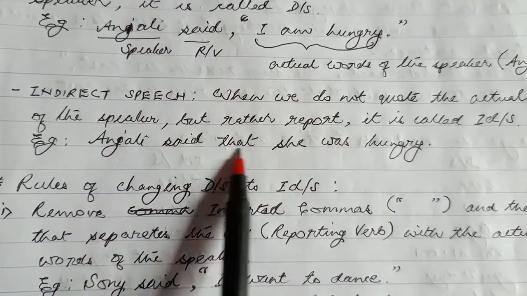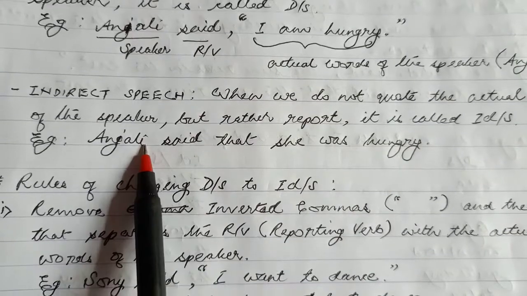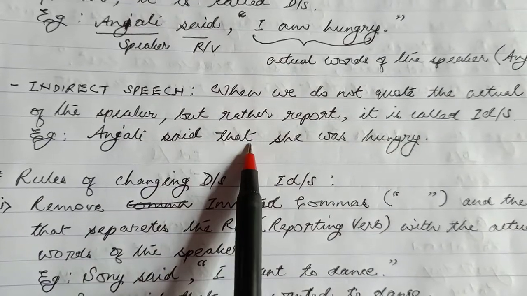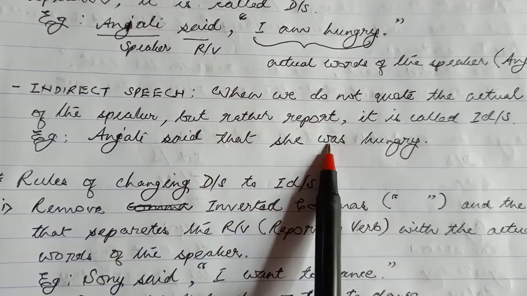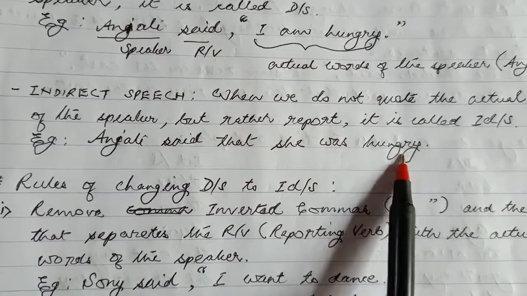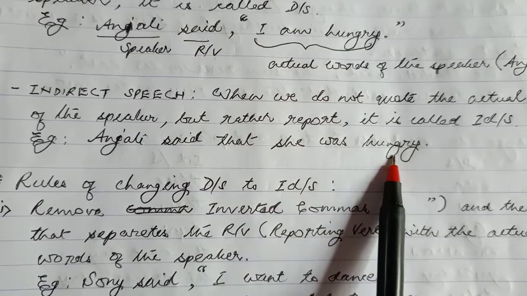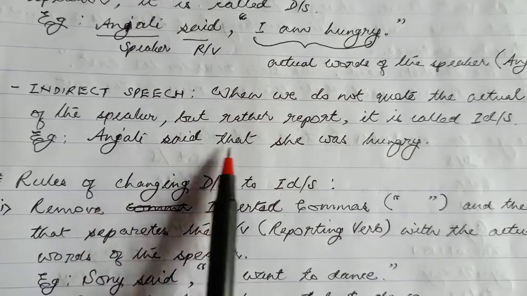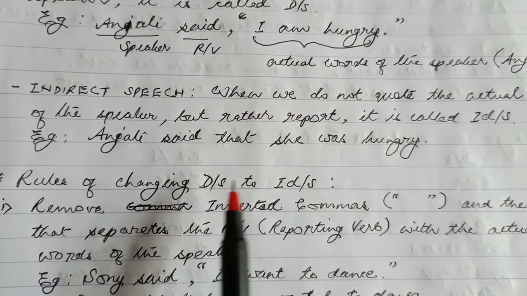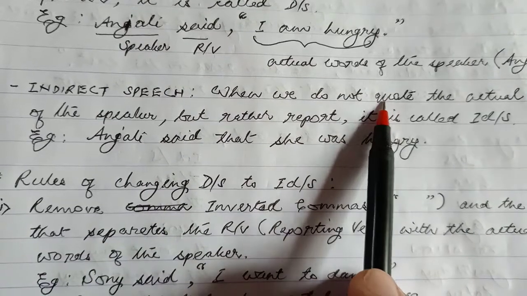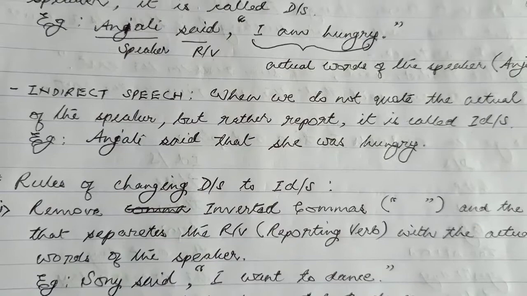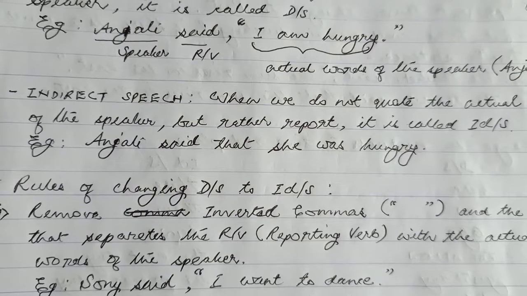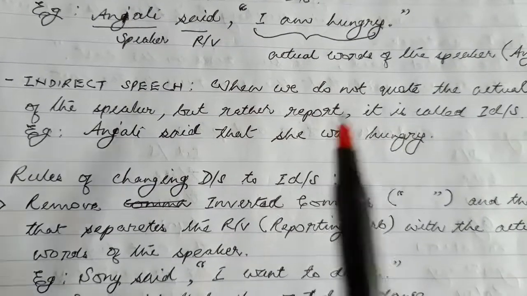So look at the changes that we got in indirect speech. We have used the conjunction that. I became she, am became was. So these are the changes we got. We have seen the change in the tense as well. So Anjali said that she was hungry. We have not used quotations. We have not used inverted commas because this is indirect speech. We are only reporting that Anjali said what? That she was hungry.